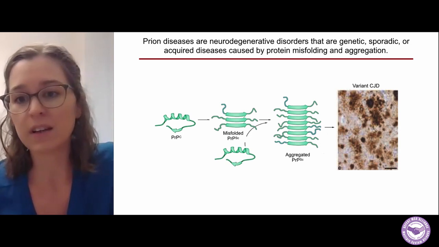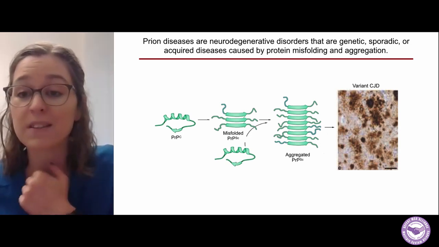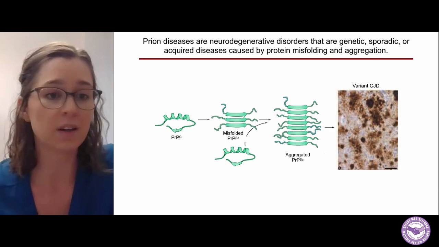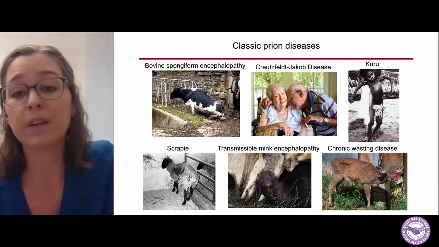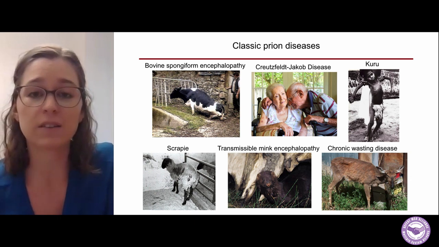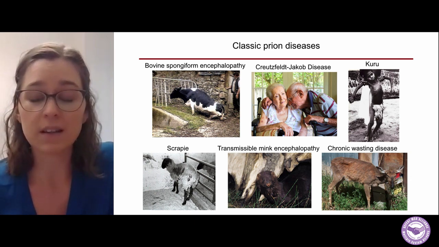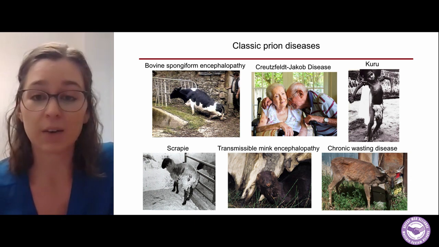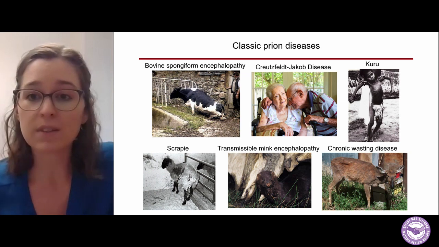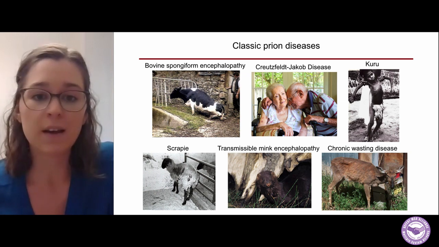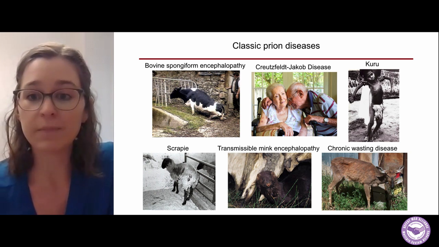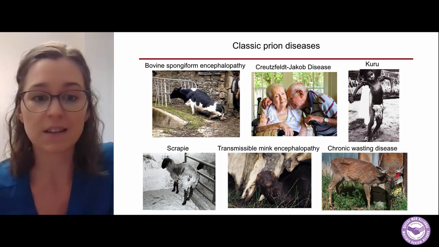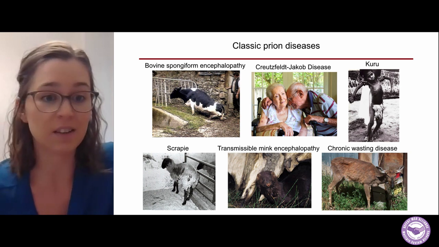What you're seeing here is a neuropath image that's an example of variant Creutzfeldt-Jakob disease. There are many prion diseases, and some of the classical examples would be BSE, or what is commonly known as mad cow disease, Creutzfeldt-Jakob disease, Kuru, scrapie in sheep and goats, transmissible mink encephalopathy, and chronic wasting disease in deer and elk.